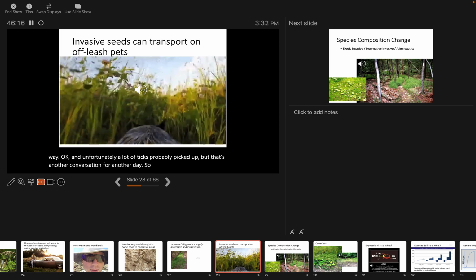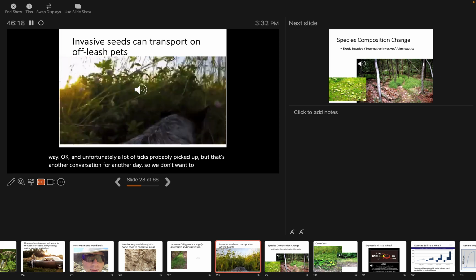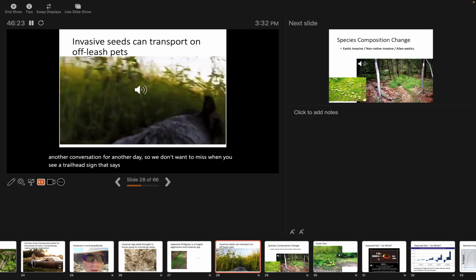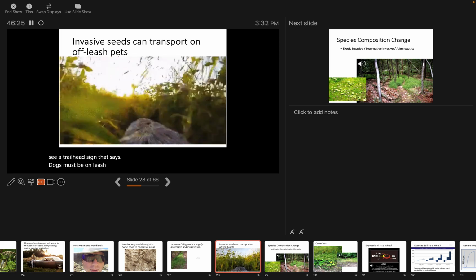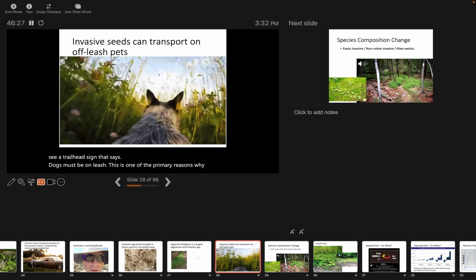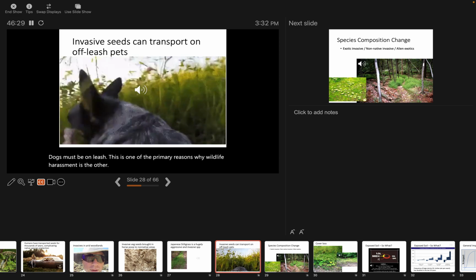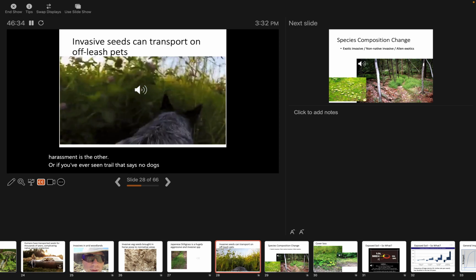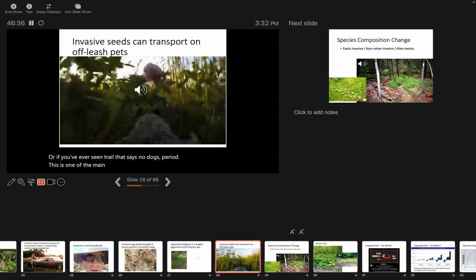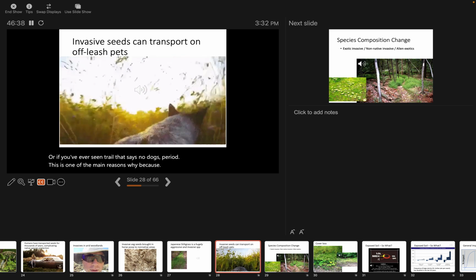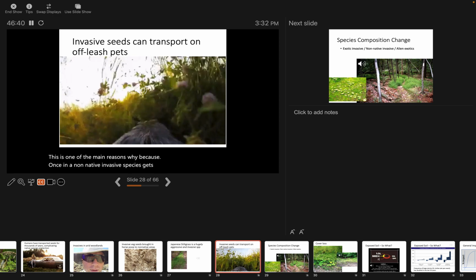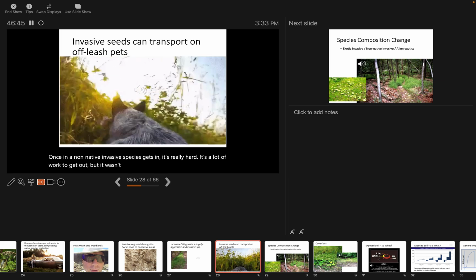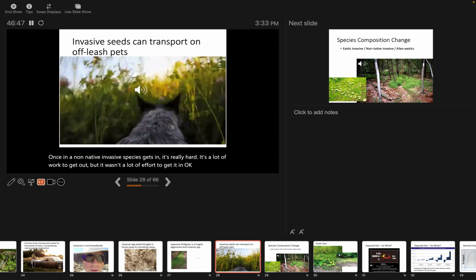So we don't want to miss it when you see a trailhead sign that says dogs must be on leash. This is one of the primary reasons why. Wildlife harassment is the other. Or if you've ever seen a trail that says no dogs, period, this is one of the main reasons why. Because once a non-native invasive species gets in, it's really hard. It's a lot of work to get it out, but it wasn't a lot of effort to get it in. Okay? So that's kind of what we're fighting.